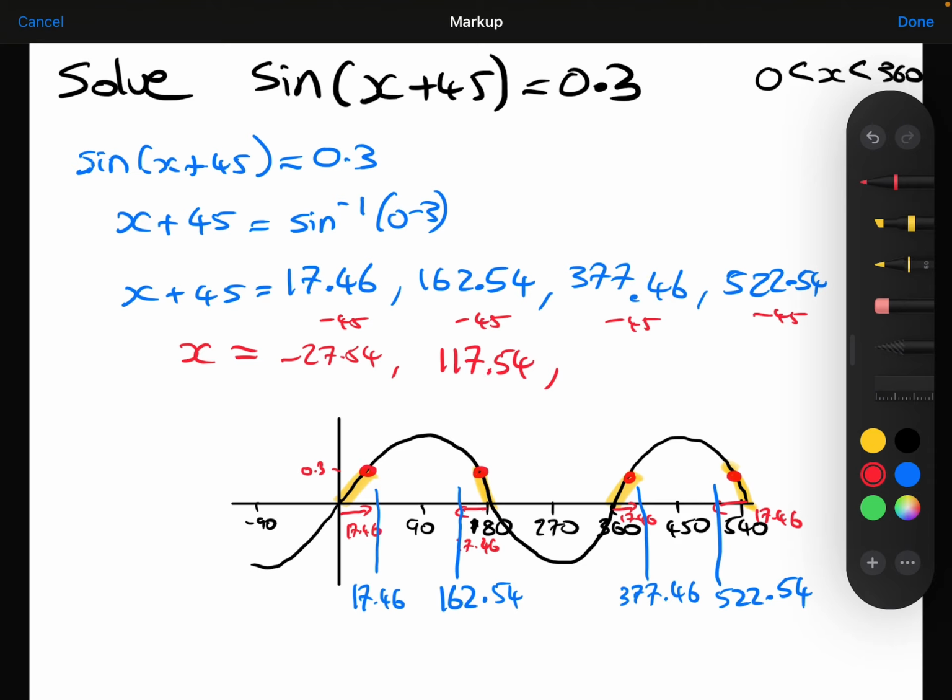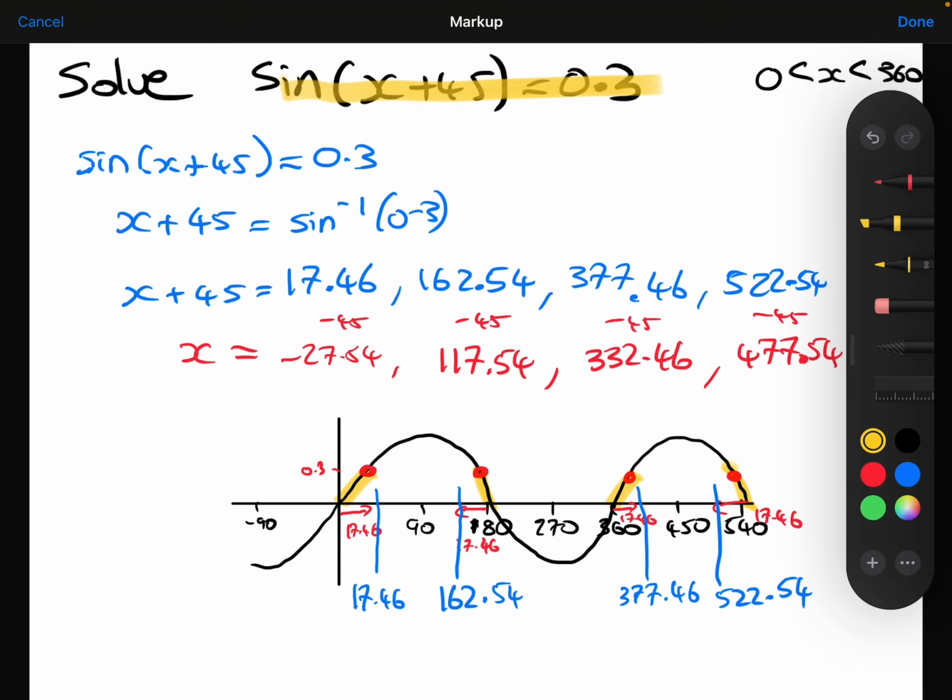377.46 minus 45 is equal to 332.46. And finally, 522.54 minus 45 is equal to 477.54. So these are all valid solutions to this equation. You can substitute any of them in to check.